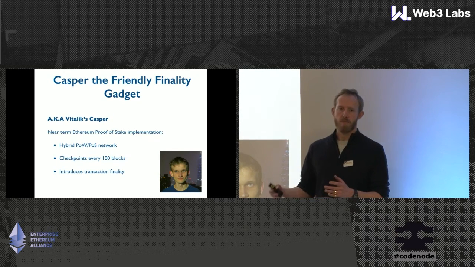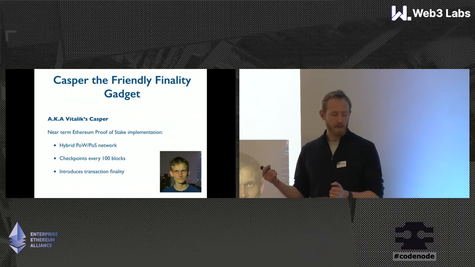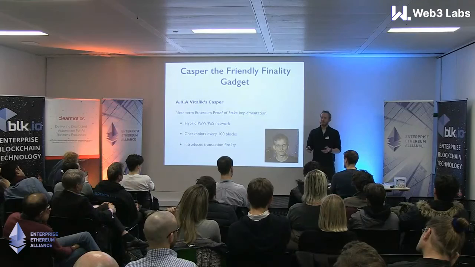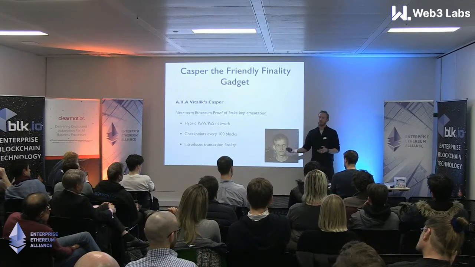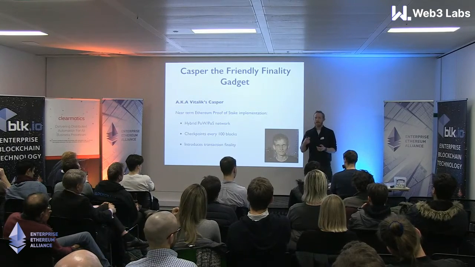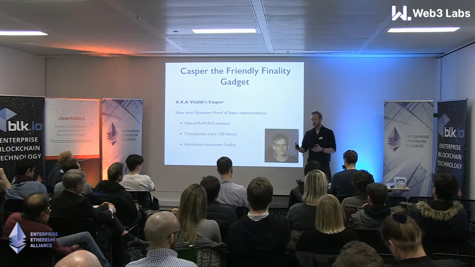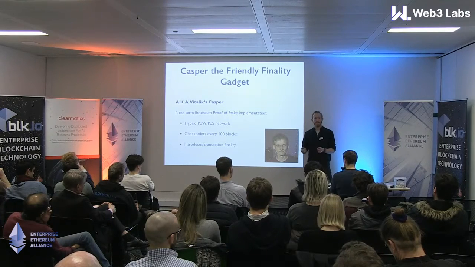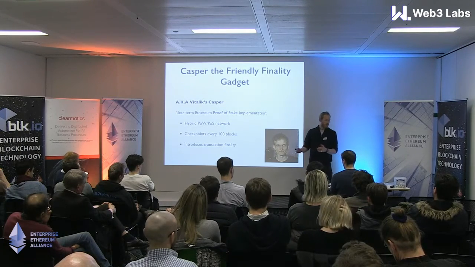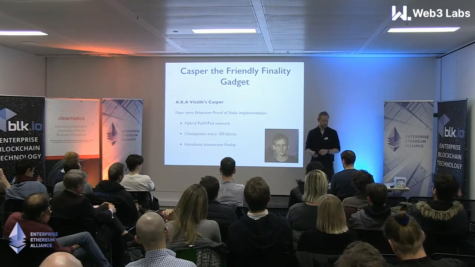But with proof of stake operating every 100 blocks on top of proof of work, what that means is that when the last 100 blocks get verified using proof of stake, at that point they're set in stone. So the blockchain can't fork from what happened before that time. So that's where the transaction finality comes in.